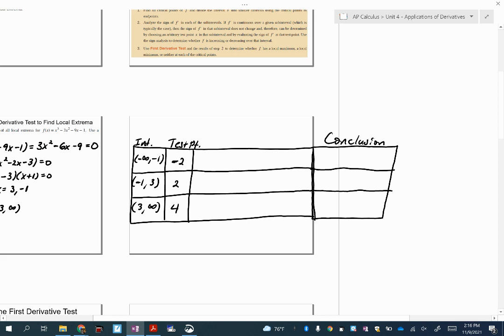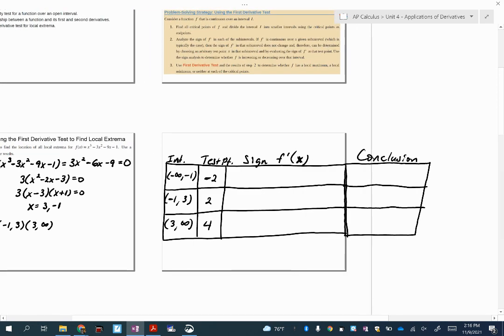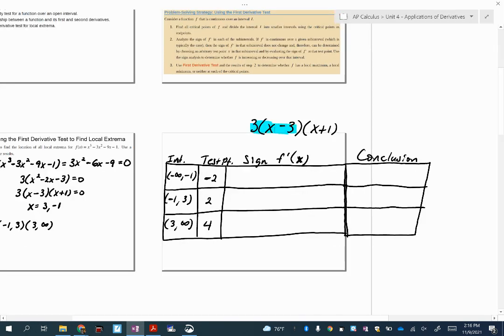And in here is where I'm going to do my sign when I plug it into the first derivative. So the sign when you plug it into the first derivative, so f prime of your test point. Now let me write the first derivative again so you know what I'm plugging it into: 3 times x minus 3 and x plus 1. I'll highlight it, this always helps my brain. So I'm using this to find essentially my most important column.